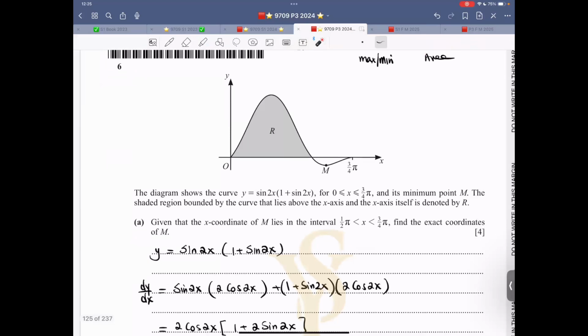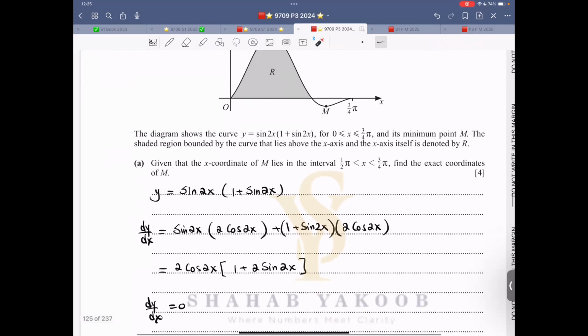Now, first of all, look at the graph. There is a turning point over here. It finishes off at 3/4 pi. It would be a continuous graph, but that is where they're stopping. The diagram shows the curve for x between this much and this much, and its minimum point M. That means the answer would lie between this particular value and this particular value. This one would be the x-intercept, y equals 0, so I'll be getting one of each.